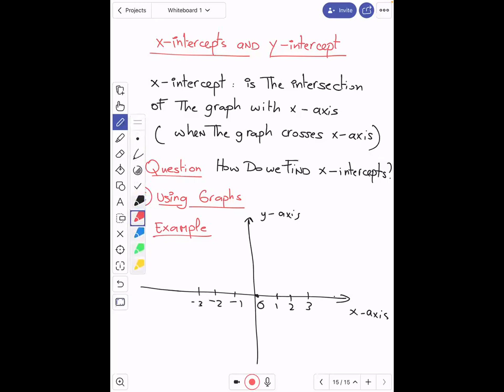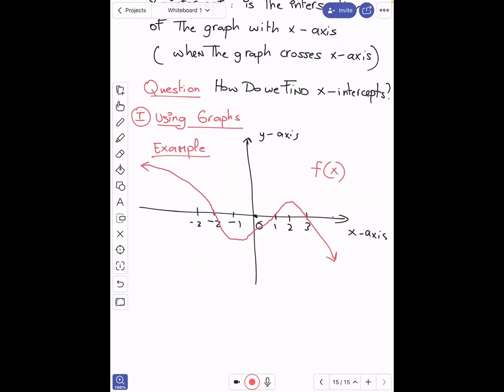All right, and then let's say here's my graph. So here's my graph of f of x. Right, so the question is you want to find the x-intercepts, right? Find the x-intercepts. Okay, so as I said, x-intercepts are just the intersection of the graph with the x-axis. The x-axis, that's the horizontal axis. So where does my graph intersect my x-axis?